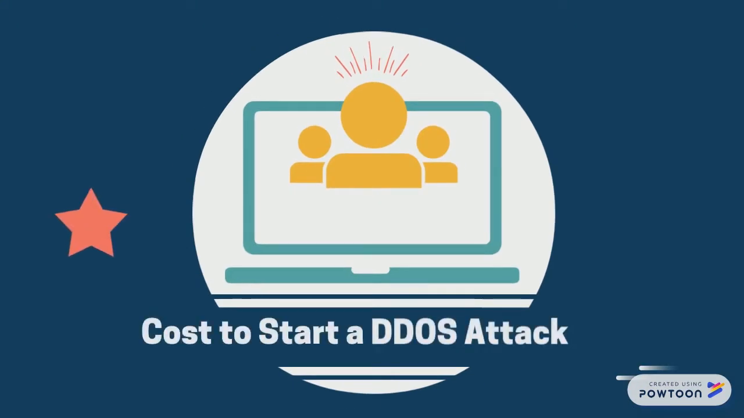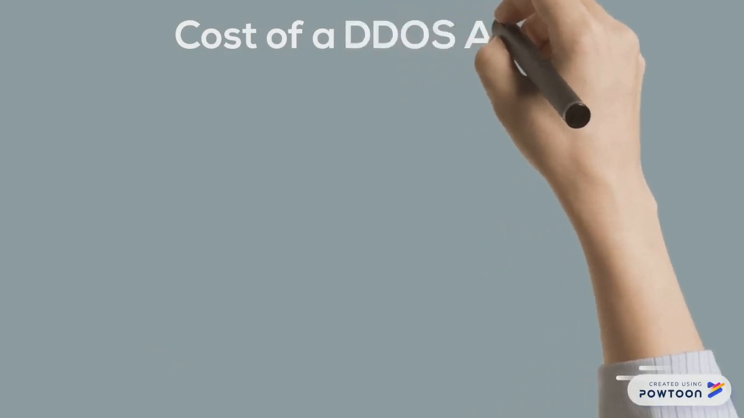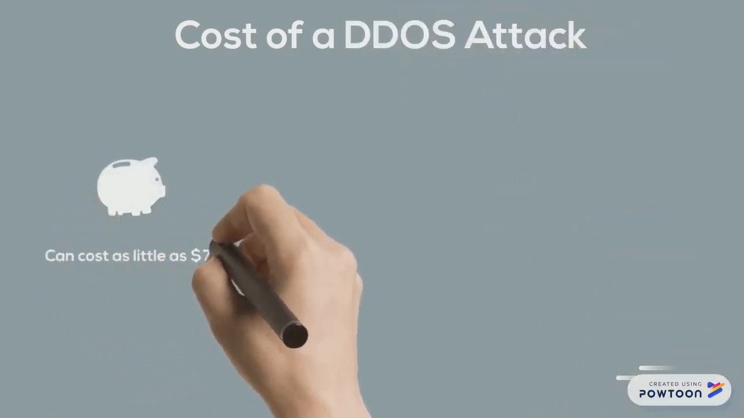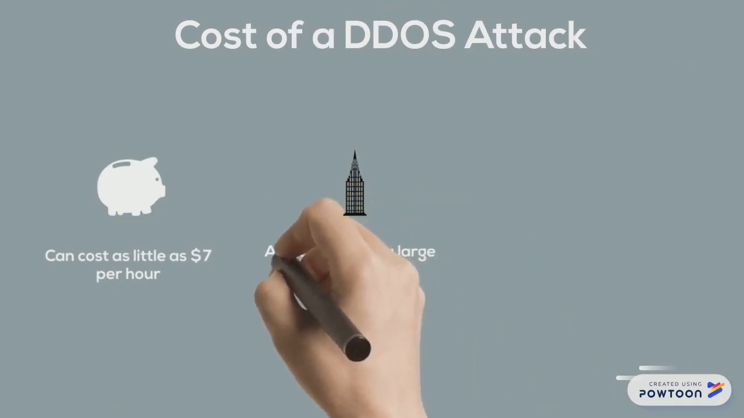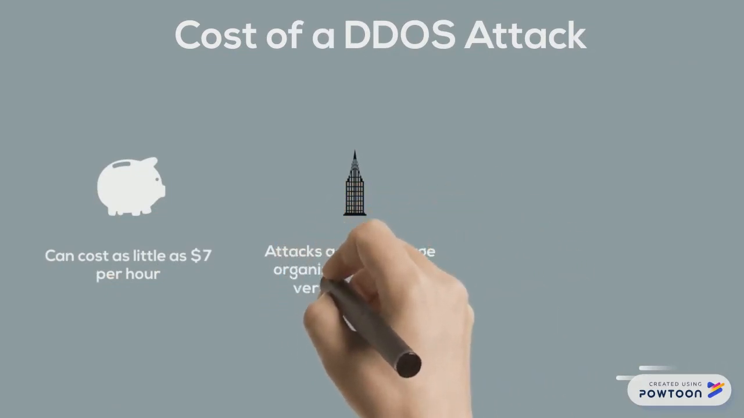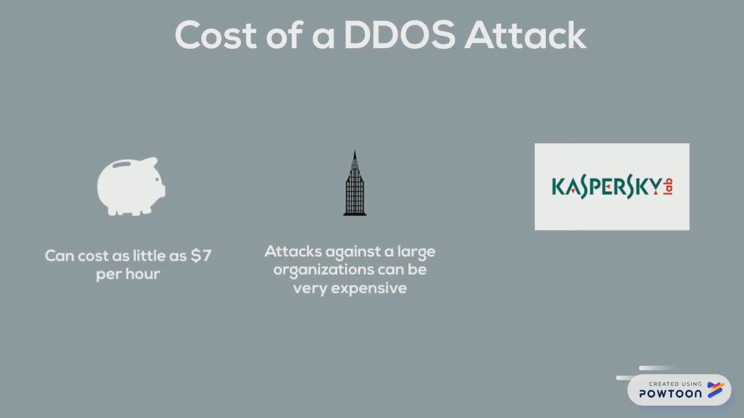Surprisingly, costs to start a DDoS attack are relatively low. DDoS attacks against small organizations can cost as little as $7 an hour. However, targeting a DDoS against a company can cost thousands or millions of dollars, according to experts at Kaspersky, a multinational cybersecurity and antivirus provider.